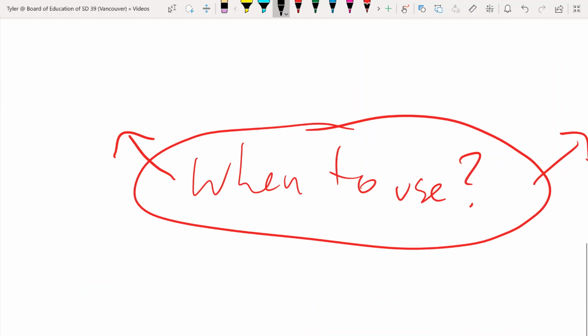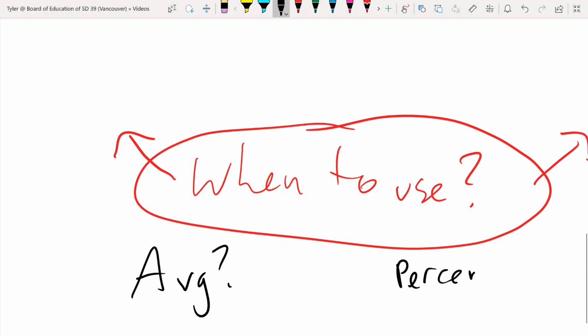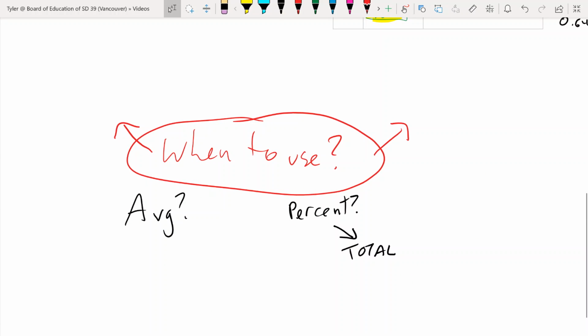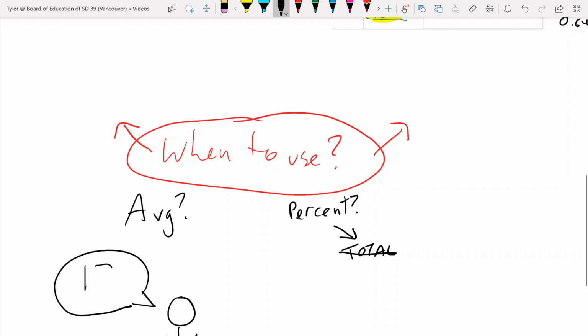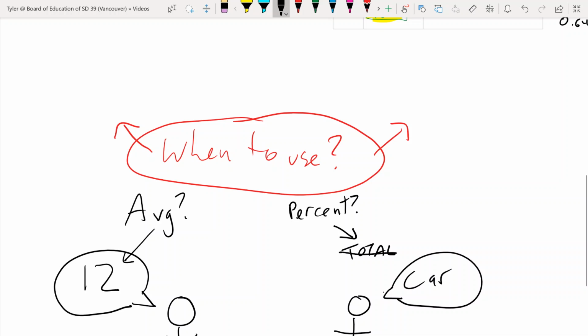Now, the big question is when to use each. When do you use average? When do you use percent? Percent is whenever you have a total. So the other way of thinking of it that makes it a little easier when we're doing surveys is, what are people saying? If you're going to ask people a question, and their response is going to be a number, you're going to do average. If you're going to ask a person and their response is going to be a word, you're going to do percent.